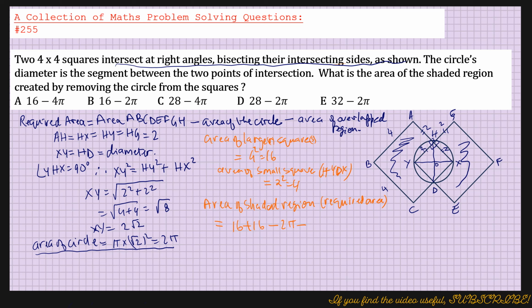Okay, so one count is with the circle, one count is with the square. So it's counted twice. So we have to take one count out, not both of them. So we do minus 4. I don't know if I could explain that bit properly, but this is what it is. We have to take it out only one time, since it is counted as part of one square. So 16 and 16 is 32, minus 4 is 28, minus 2 pi. So the answer is 28 minus 2 pi.